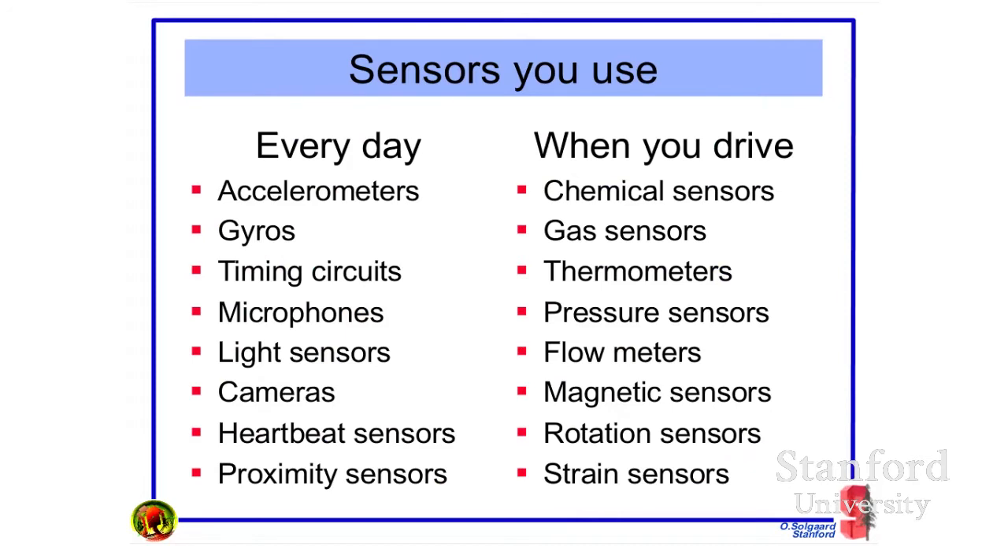Gyros do some of the same things, also complements your GPS signals, timing circuits, microphones, light sensors, cameras, all of these things, heartbeat sensors and proximity sensors. Well, the heartbeat sensor is the one that sits in your Fitbit or sort of device like that people more and more are using these days. In your car, you have many, many dozens of sensors, and I'm sort of showing an incomplete list here.